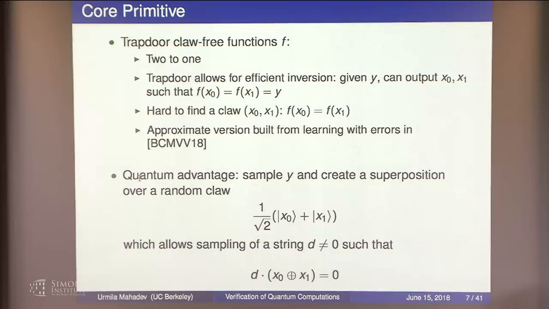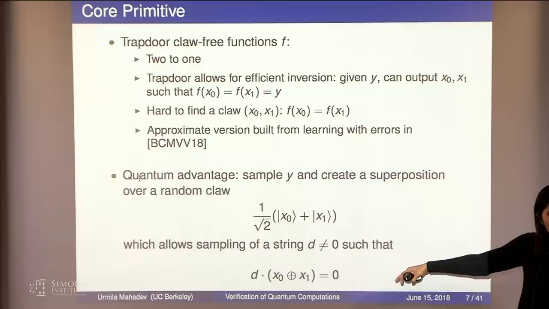There's something interesting here, which is that the hard to find a claw is assumed to be hard even for the quantum computer. But what you're writing below is that the quantum computer can do something that involves both pre-images, which is fine. So it's possible to do that bottom thing without actually finding a claw. Right, so this is much weaker than finding a claw. He's just finding some parity.